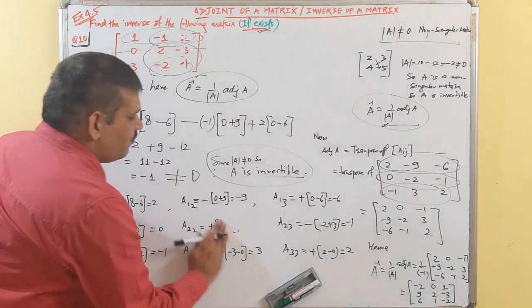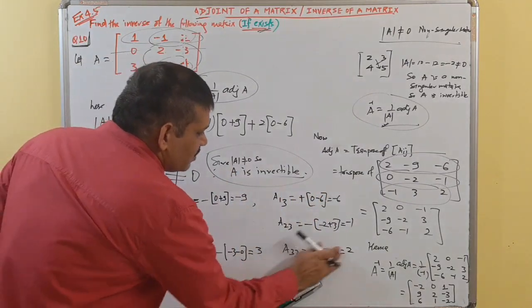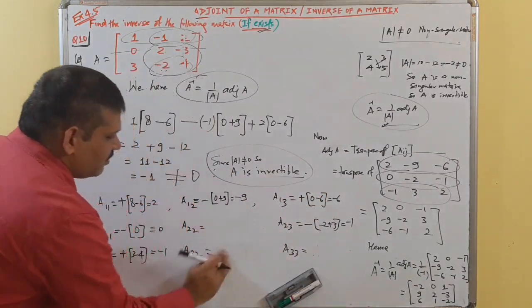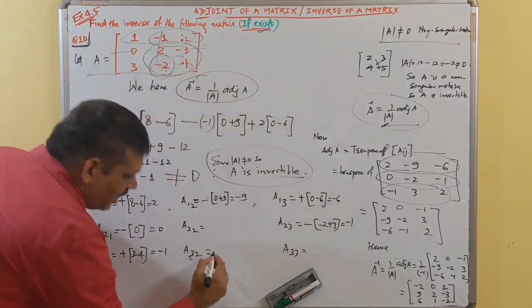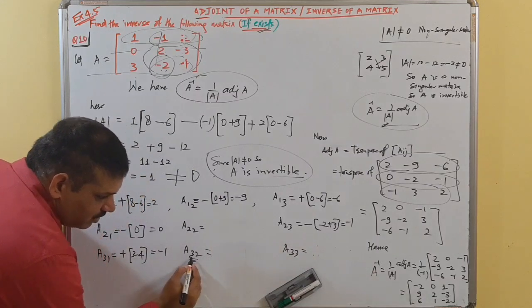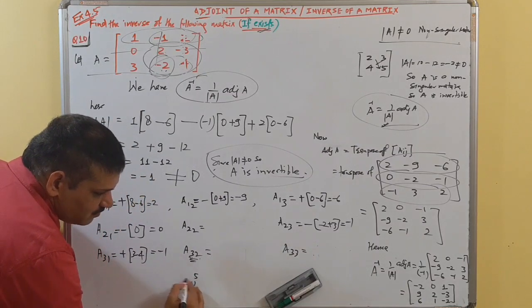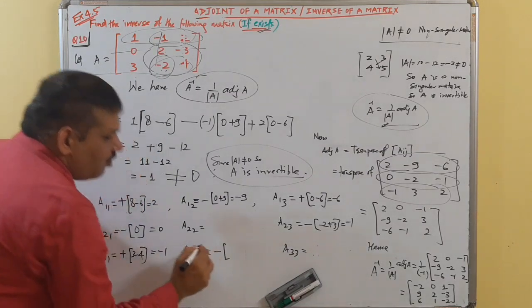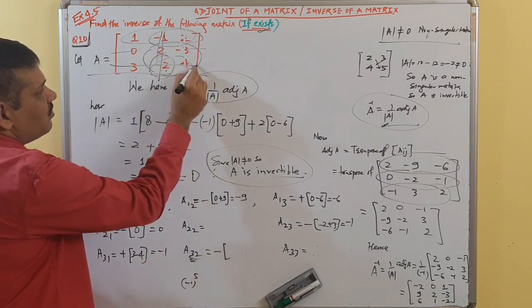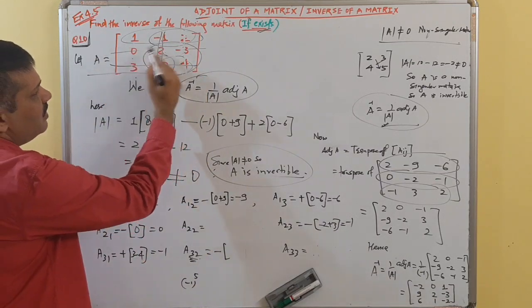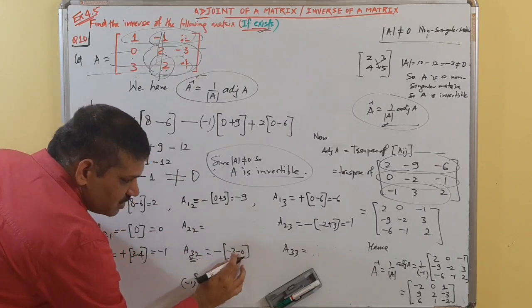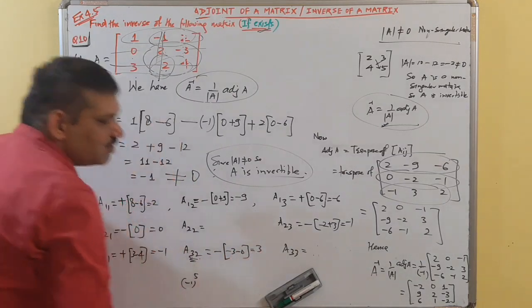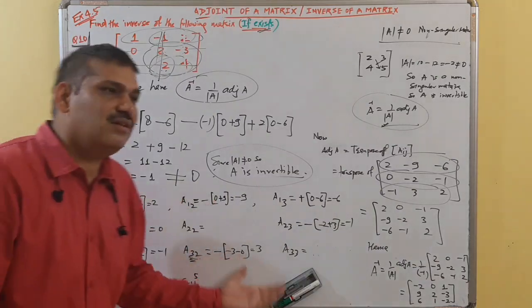Suppose I need to find the cofactor of 3 2. This is third row, second column. For this I write the sign, positive or negative: 3 plus 2 is 5, and minus 1 raised to 5 is negative. Now for 3 2, I will delete this row and this column, so this will give minus 3 minus 0. This is minus 3, and minus into minus is plus 3. So in a single step you can find the cofactors.